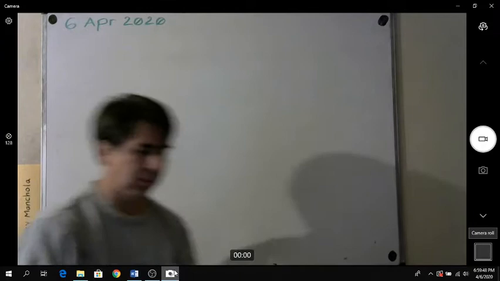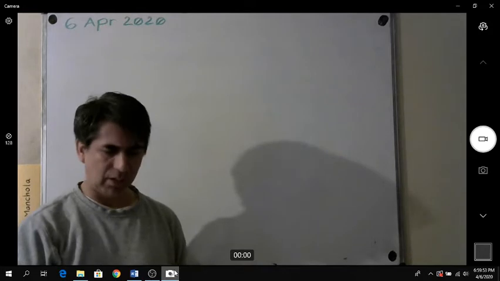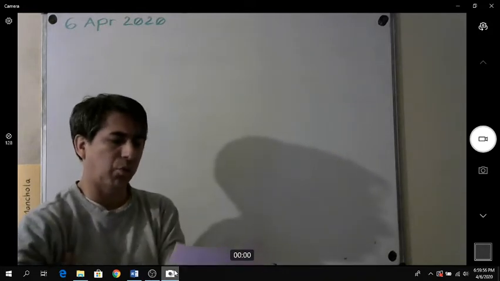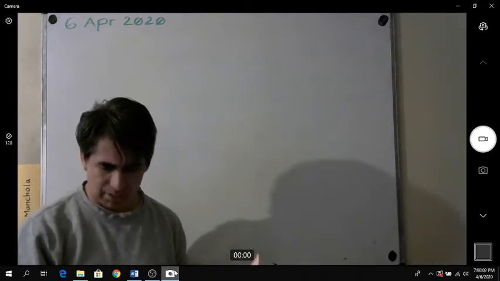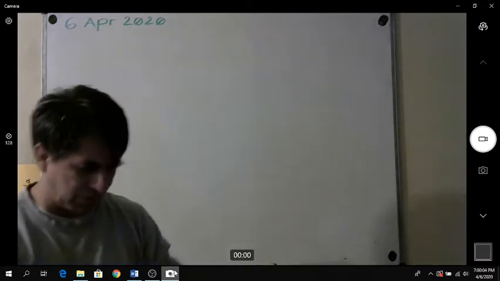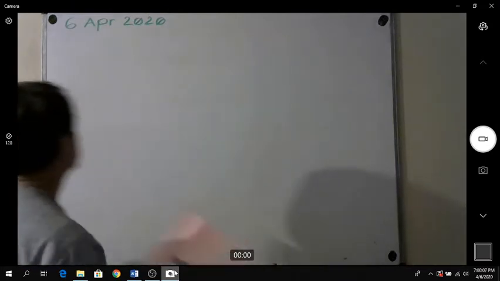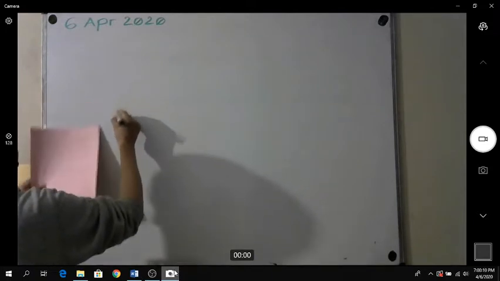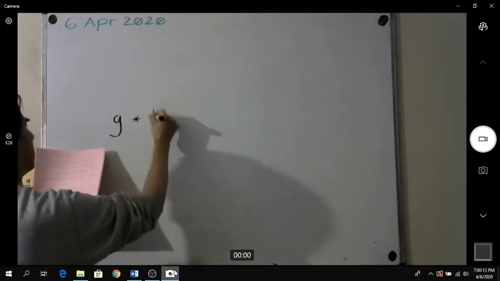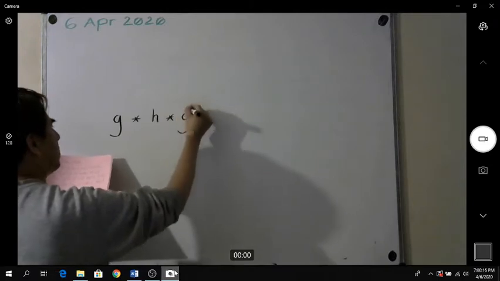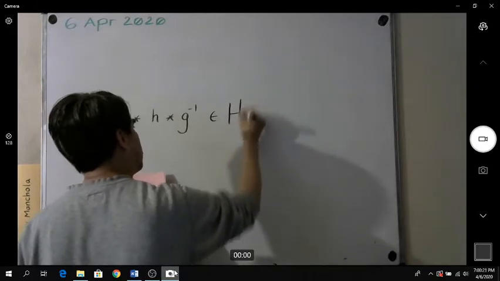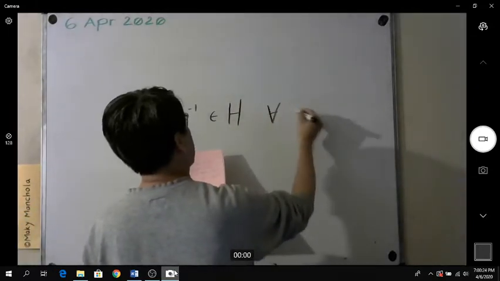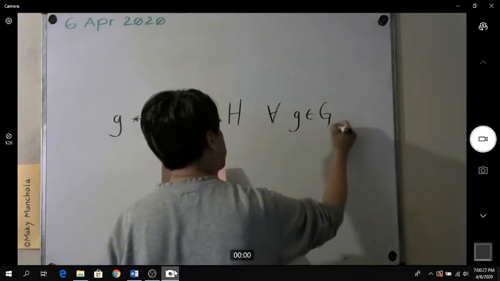Okay, now let's look at the following situation. Let's say you have a group G star and you have a normal subgroup of it, H star, H different than the empty set. Then the following interesting condition will hold. If you take G star H star the inverse of G, that will belong to the set of the subgroup H for all elements G of the group G.